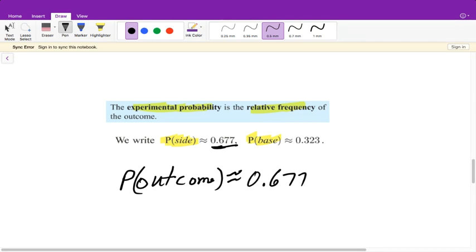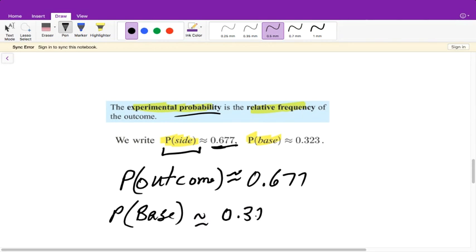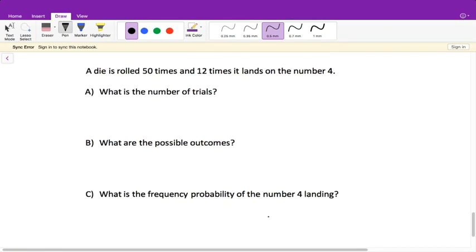All right, the difference is when we're writing experimental probability, we write it in this format, where the P stands for probability. We write the outcome. So if I write base, then the probability of the base happening is 0.323. All right, there's this one example that I typed up, and let's just go through and answer this real quickly, and then we'll move on to the next section B.